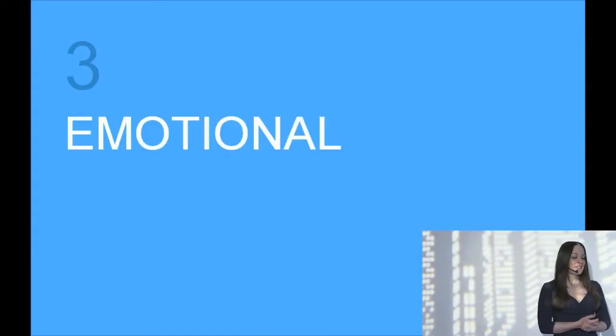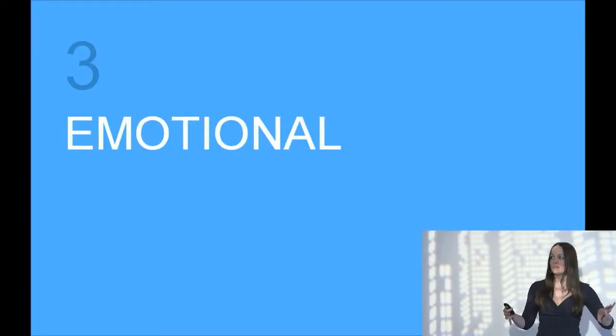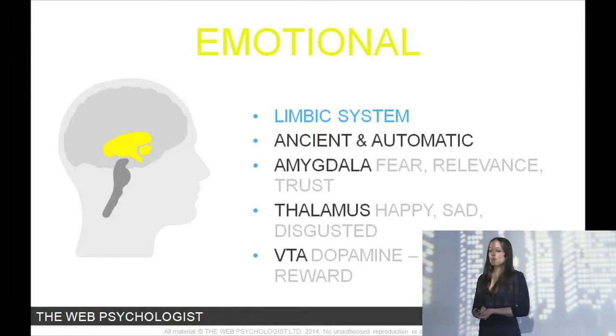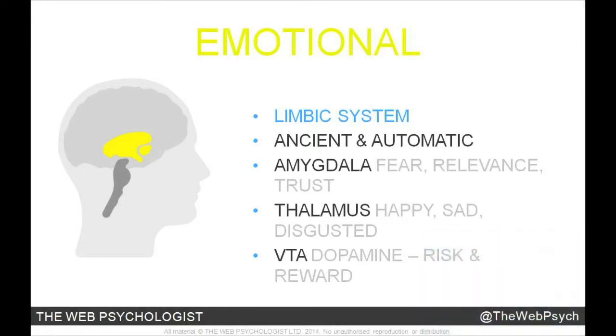All right, the emotional system. Is this pace too fast? Are you okay? Are you good? Excellent. So it's related to the limbic system, it's ancient and automatic, we share it with our animal relatives. It's also where you find a little almond shaped bit, the amygdala, which has been maligned in popular psychology as the seat of fear in the brain.